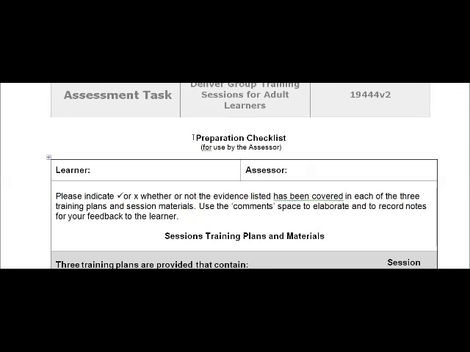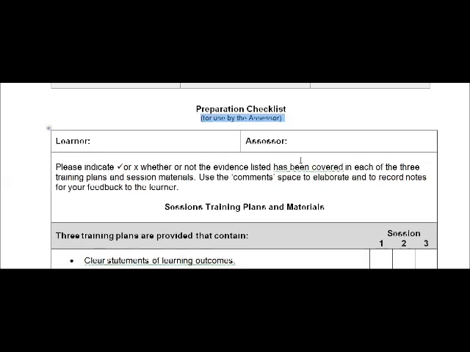So we've got a preparation check sheet here. Now note, this is for use by the assessor. Okay, so Edbiz will complete this, not you. So you might want to make a note of it, that you do not write anything on this preparation check sheet. It's there for us to use.